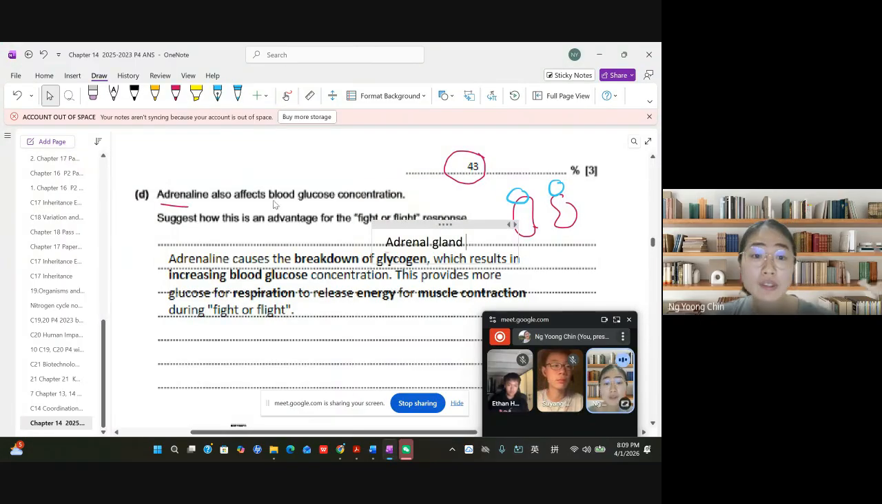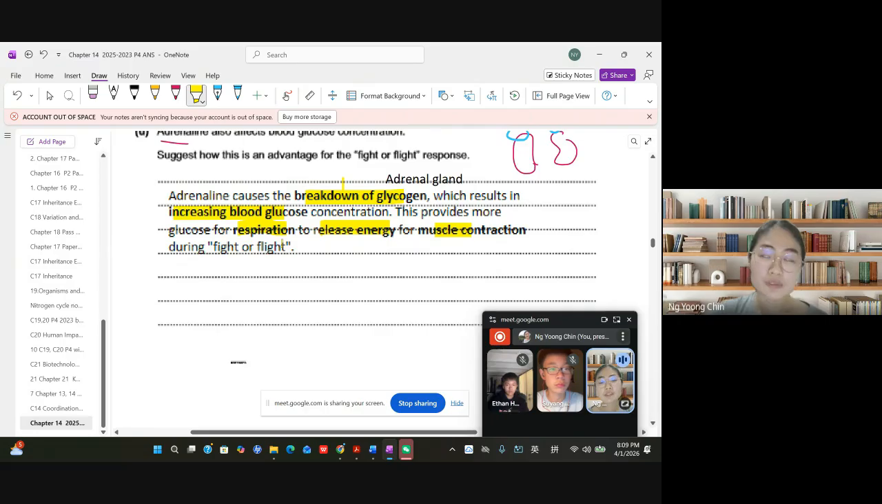So adrenaline can cause a breakdown of glycogen, resulting in an increase in the blood glucose concentration. So increase blood glucose, increase in respiration rate, increase in your heartbeat. Okay, so that's why they can release more energy for the muscle contractions during fight and flight response. Because if you increase your blood glucose concentration, you can allow more glucose supply to your muscle, so your muscle can do more respiration, so they can release more energy for muscle contractions. Okay, 3 marks. Here's a point.